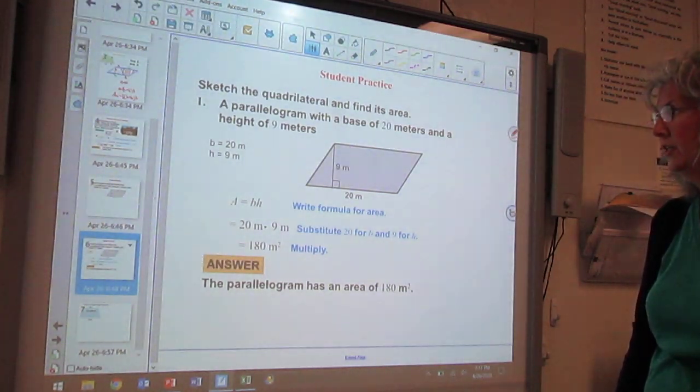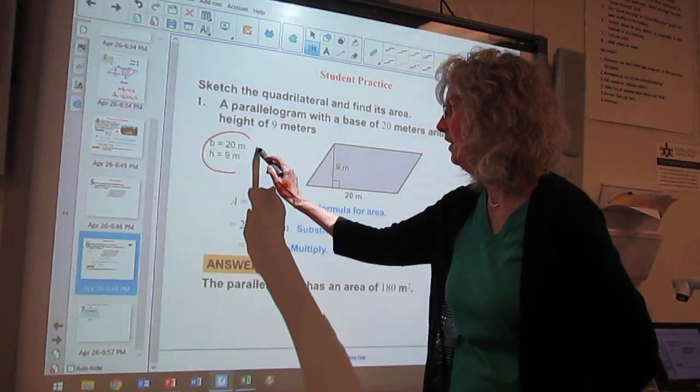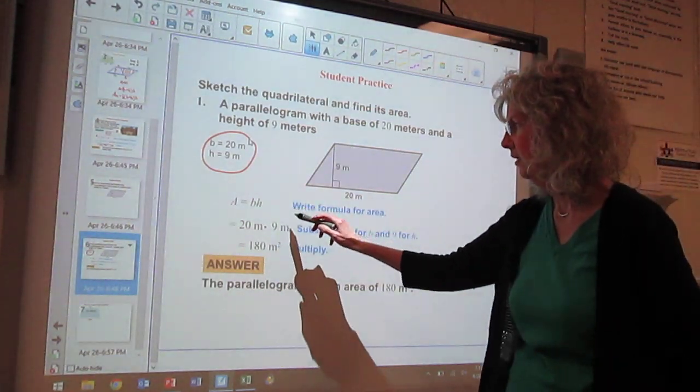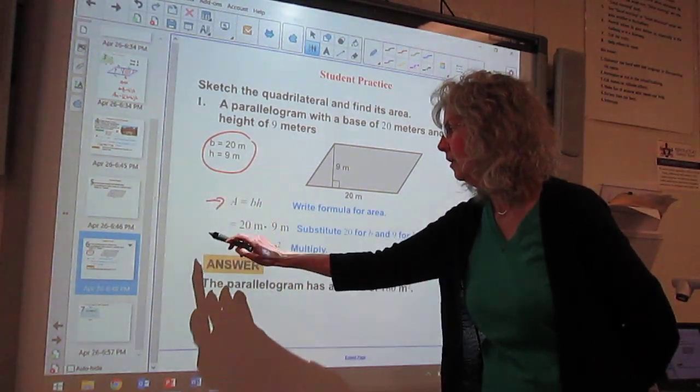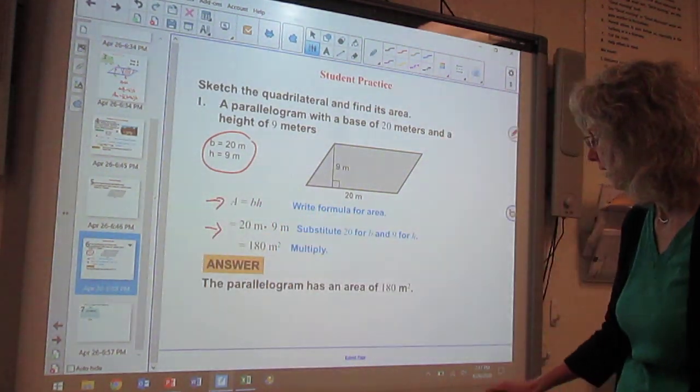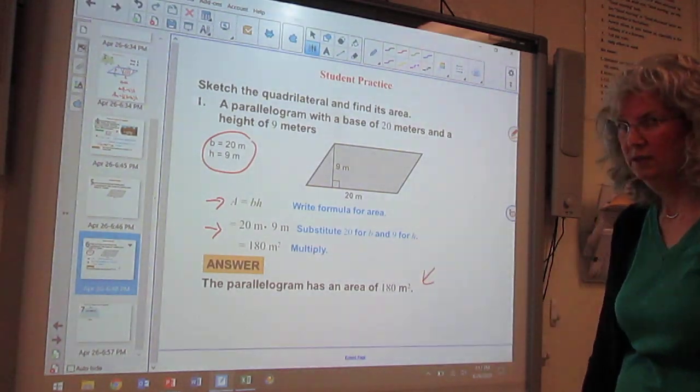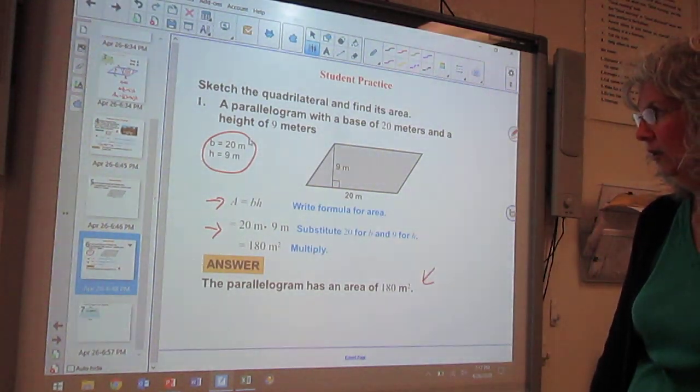And there's the solution. Notice that I have my data over here. I have my formula. I have my units. And I've answered the question completely.